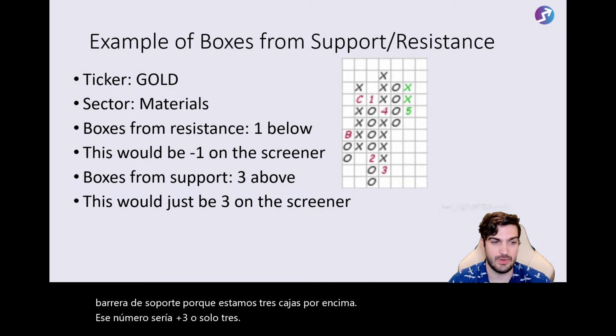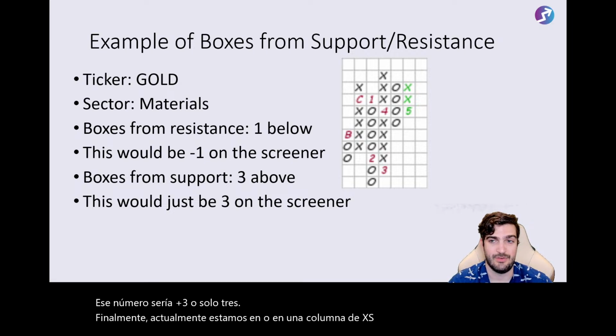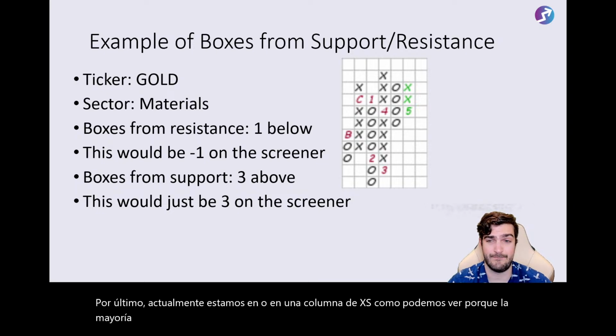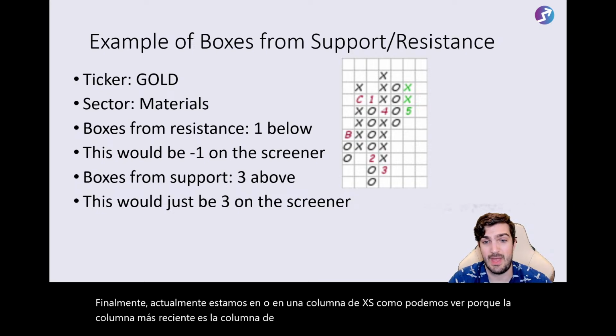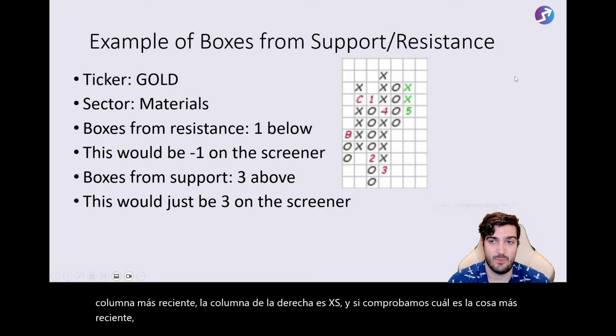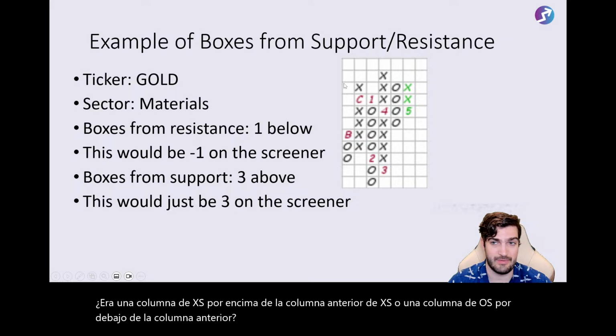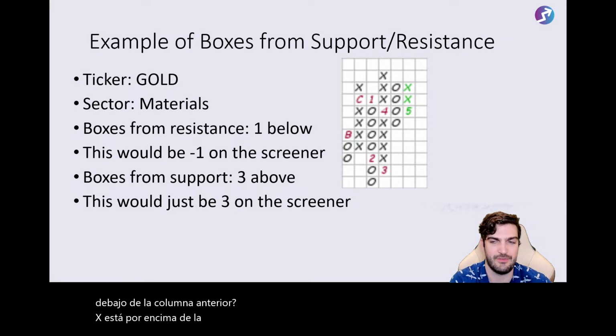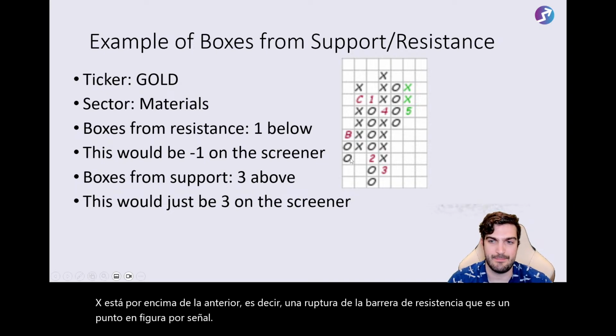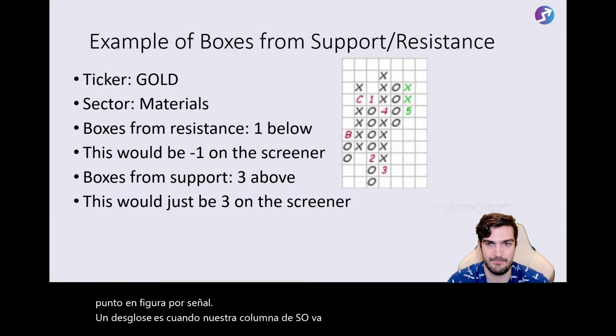Finally, we are currently in a column of X's, as we can see, because the most recent column, the column on the right, is X's. And if we check what is the most recent thing that's happened, was it a column of X's above the previous column of X's, or a column of O's below the previous column? X's above the previous, that is a resistance barrier breakout. That is a point and figure buy signal.